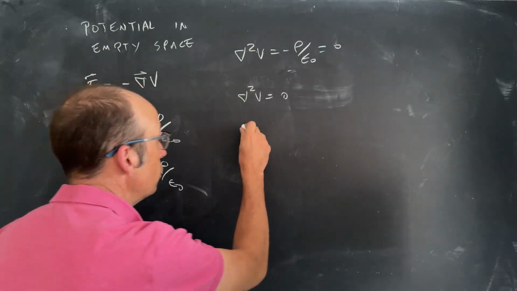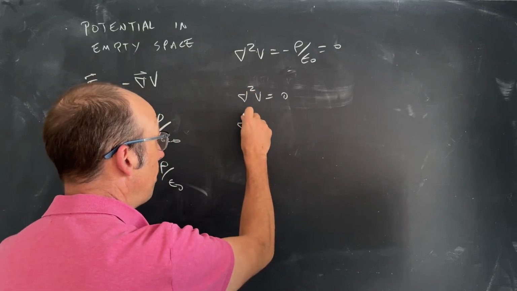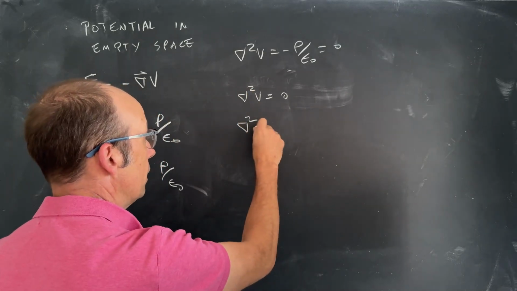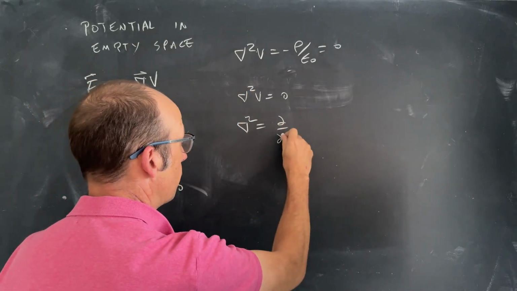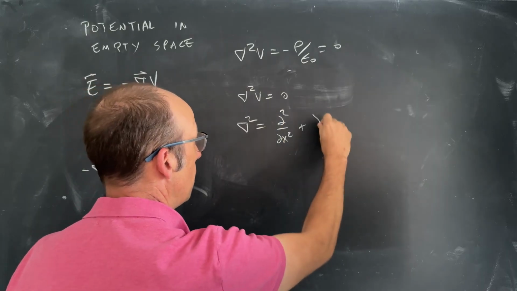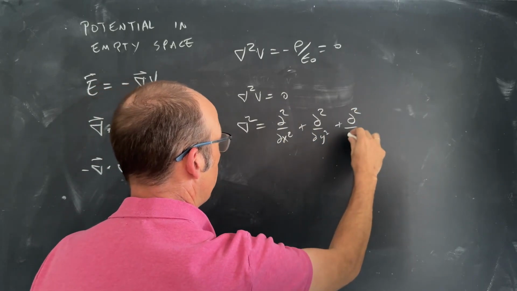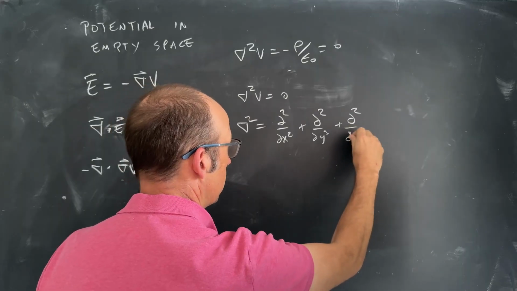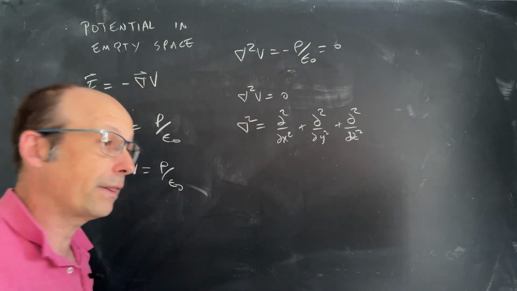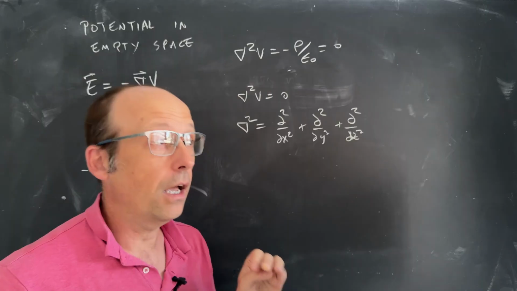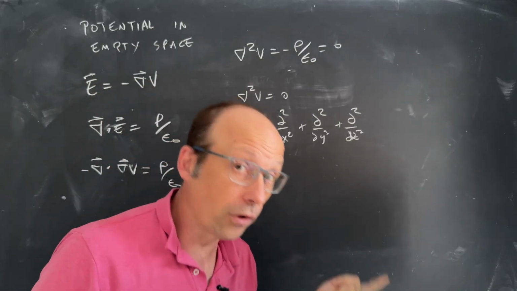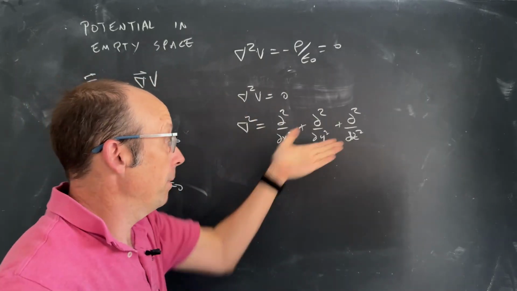So in Cartesian coordinates, the del squared operator, which we call the Laplacian, is equal to the second partial with respect to x, plus the second partial with respect to y, plus the second partial with respect to z. Now, that's not always convenient. We may have sometimes to do that in spherical coordinates, which is much more complicated, but that's what that is.